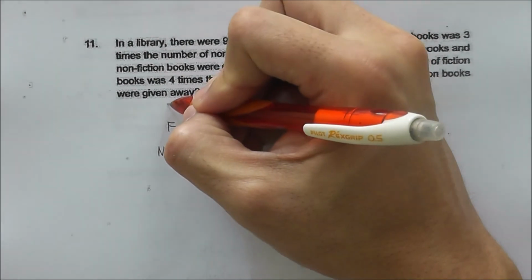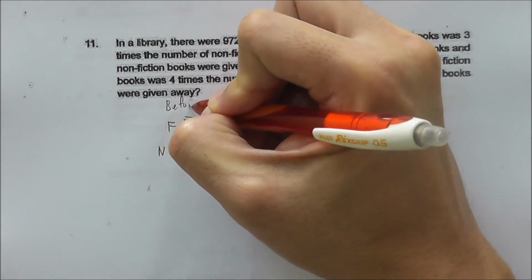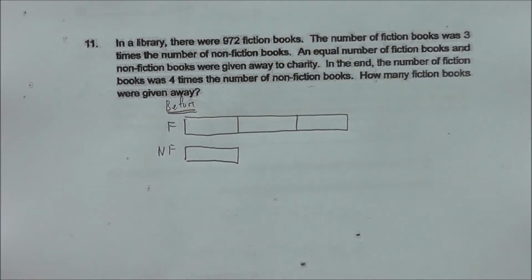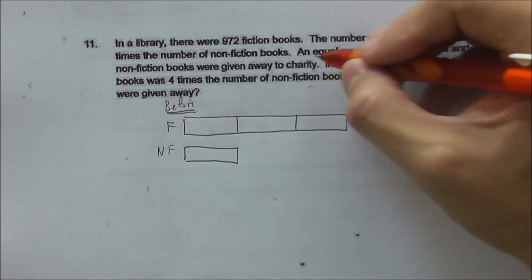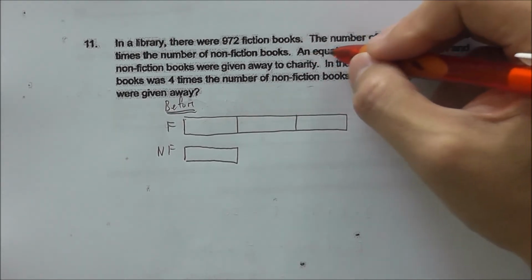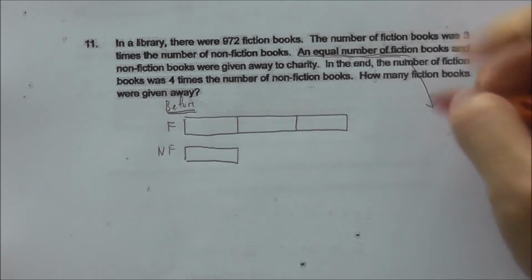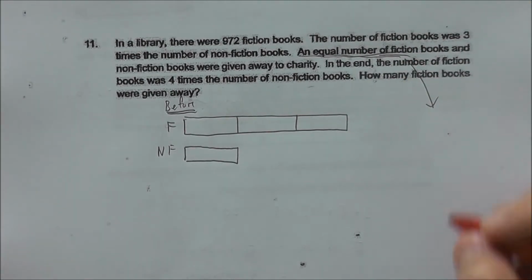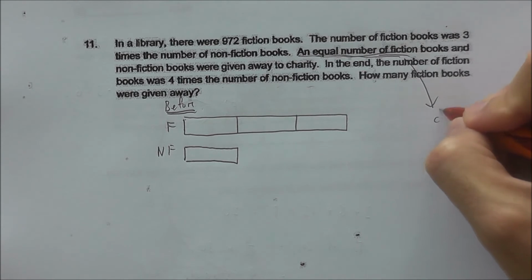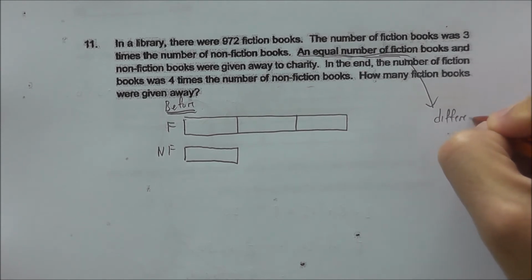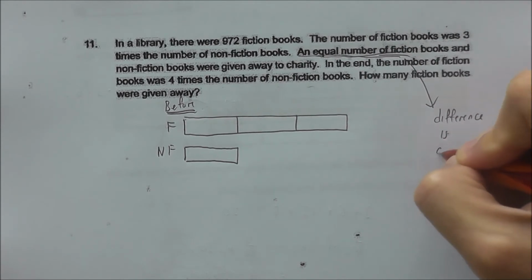Guys, so this is a before-after question. Okay, guys, take note. If you throw away, or you give away an equal number, it's the same thing as the age question. So it tells you that the difference is constant.